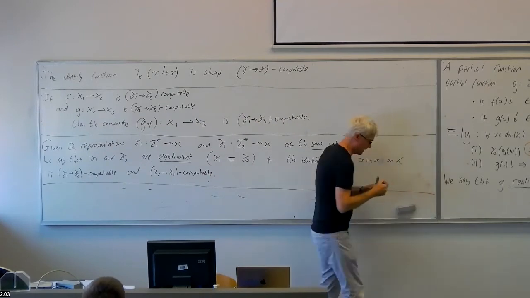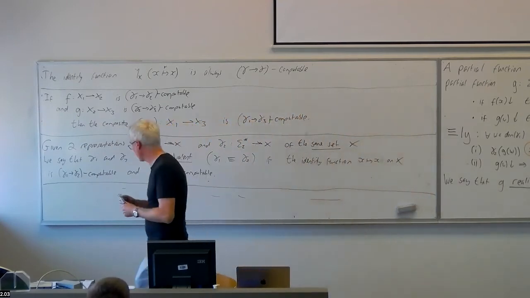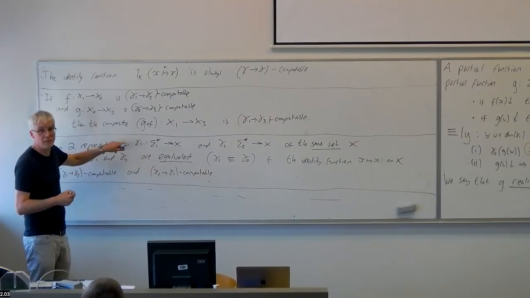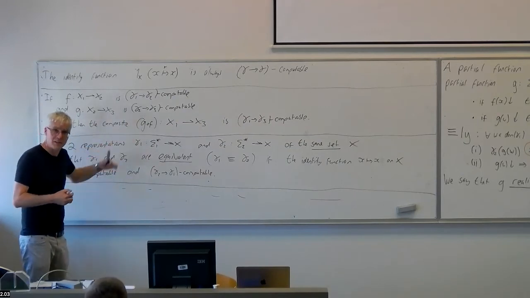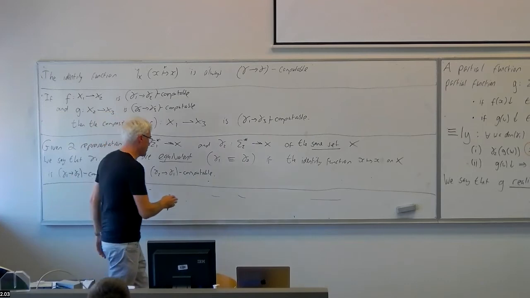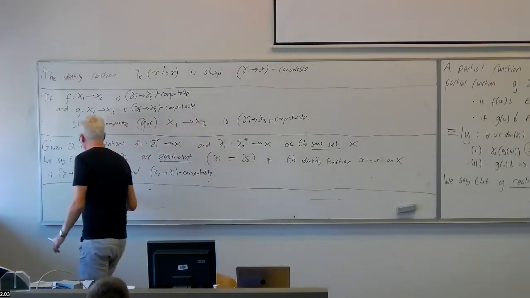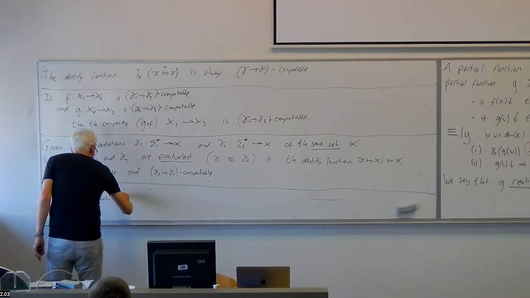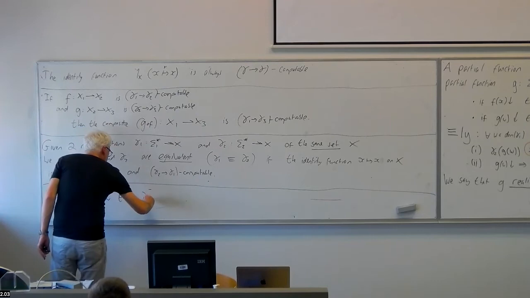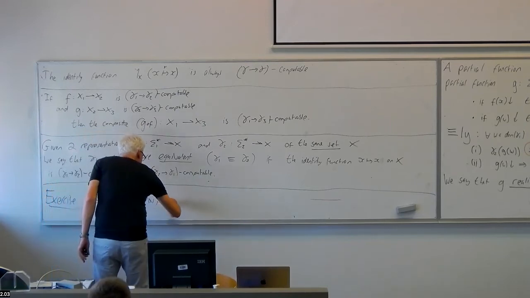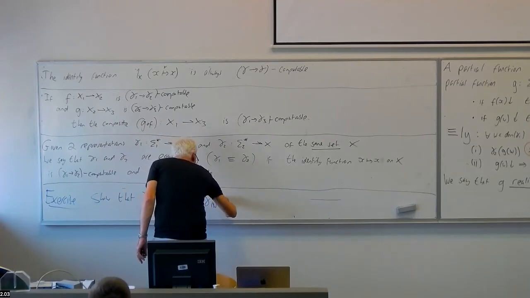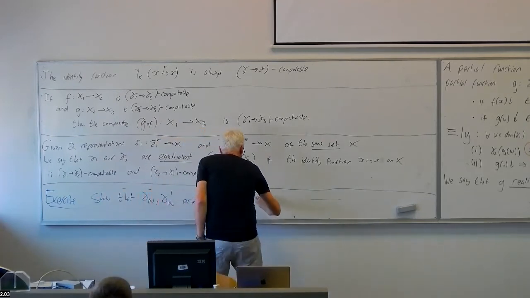And as an exercise, so that you think about what this definition means, because the identity function is a total function, you can use just the definition of computability for a total function. So exercise: show that our three representations of the natural numbers are equivalent.